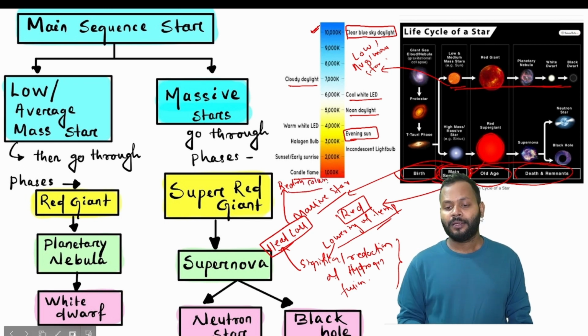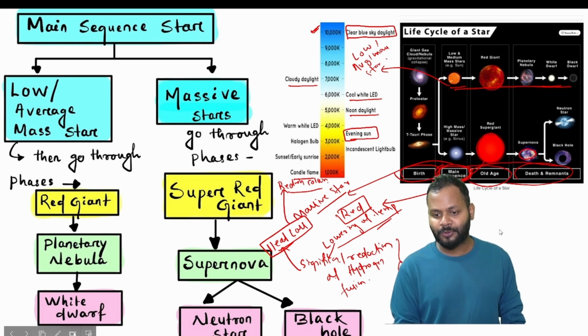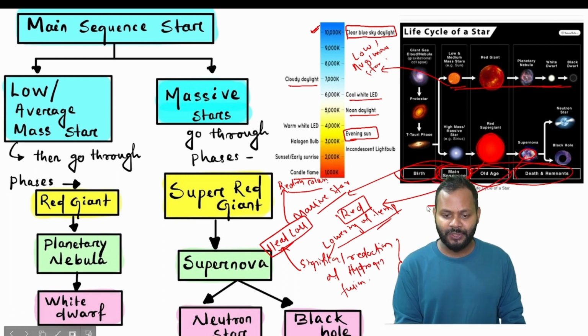Understand? Now after that you can see there is a condition called supernova. What do you mean by supernova? This condition is defined by extreme instability.